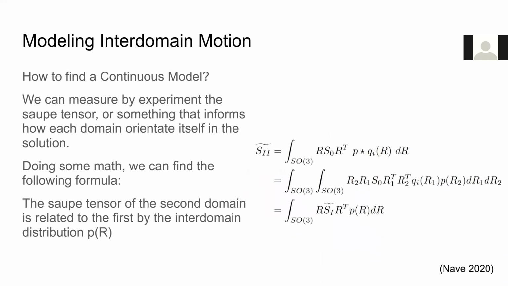In order to find the continuous model, we can start by measuring the Sorbet tensor, something that informs us how the domain orients itself in the solution. Via the property of the Sorbet tensor, we get the following formula, which says the orientation of the first Sorbet tensor is related to the Sorbet tensor of the second domain by some kind of rotation. In a solution, we can only observe the average version of this formula. That's where the integration comes from. If we have the correct interdomain motion model here, then we can perfectly recover the second Sorbet tensor from the first Sorbet tensor.